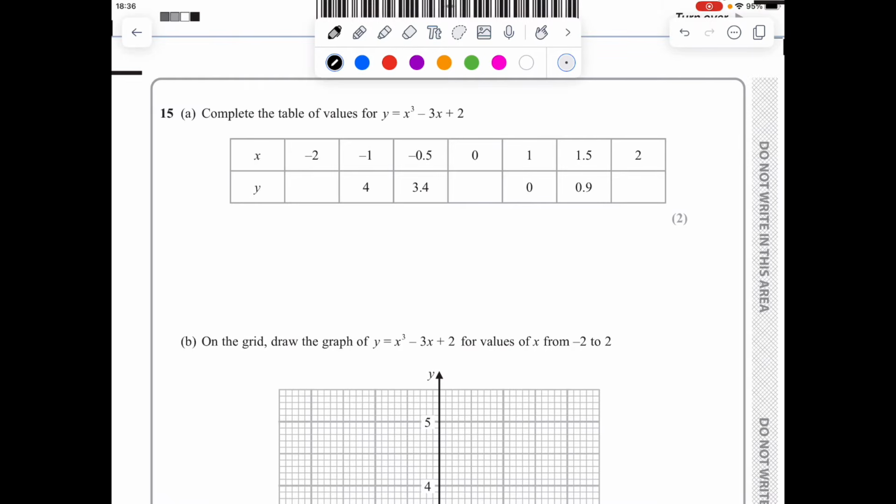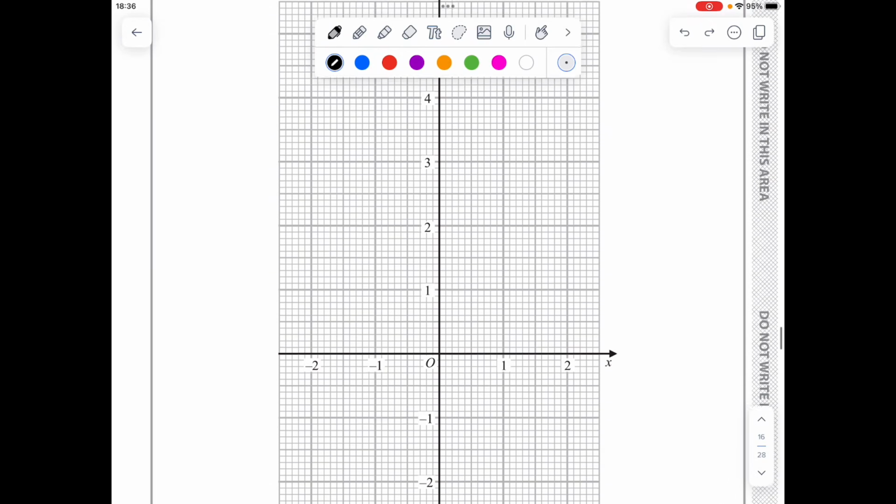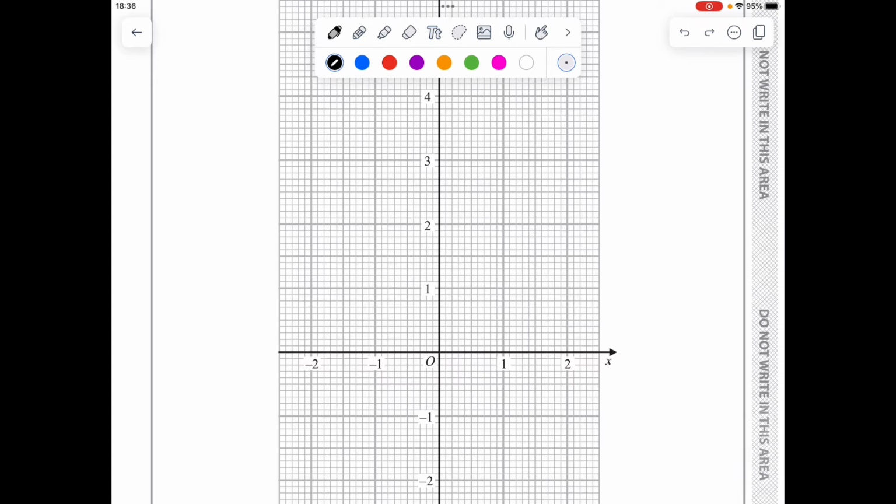For part A of question 15, I'll calculate the missing y coordinates, and these are 0, 2, and 4. For part B, I'll start by plotting these points on this grid, and then I'll join them using a smooth curve.